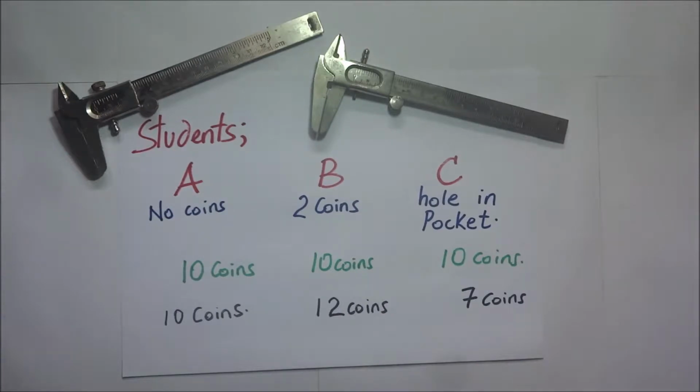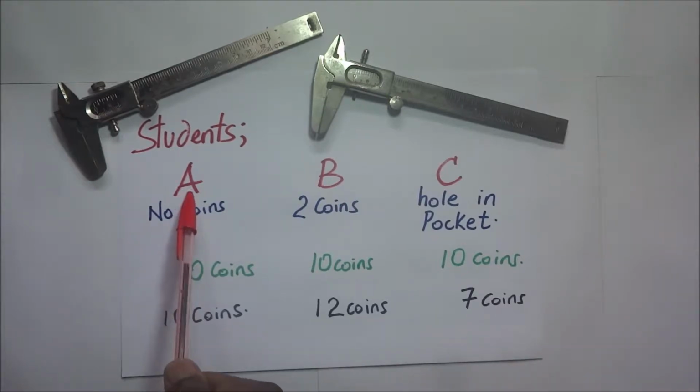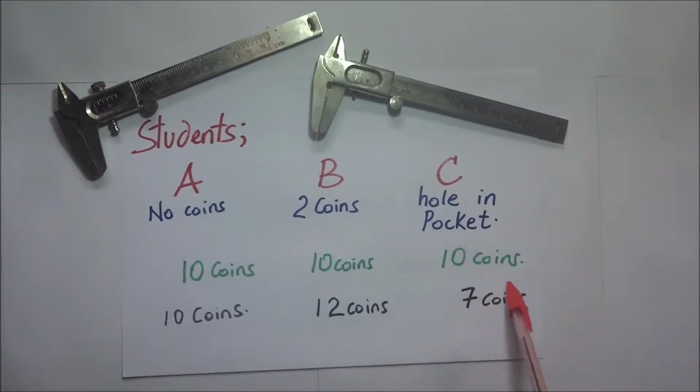So what am I trying to verify here? What am I trying to arrive at? What am I trying to say? What I'm trying to say is this, that the initial conditions of A are such that in this guy's pocket there was nothing. He's able to discover 12 coins because initially this guy had 2 coins, and here it is 7 coins because this guy had a hole in the pocket.